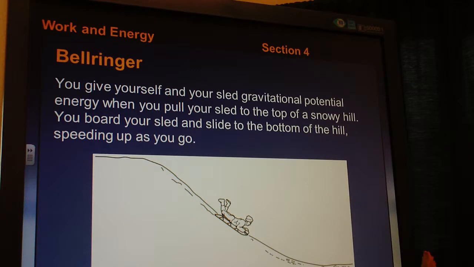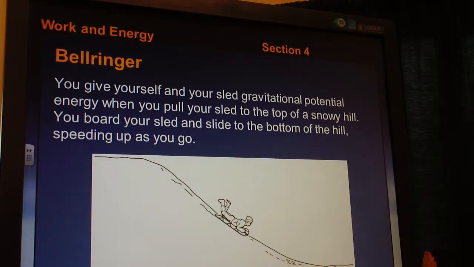You'll remember from section 13.3 that potential energy is due to an object's change in shape or position or condition. And you'll also remember that energy is a capacity to do work. So, I want you to think about this question. When, in this picture, does the sled have the most potential energy?